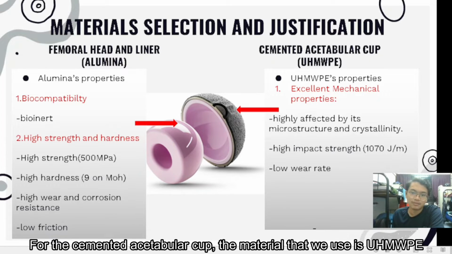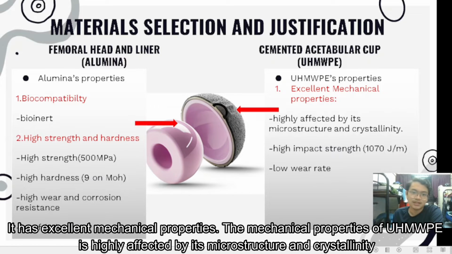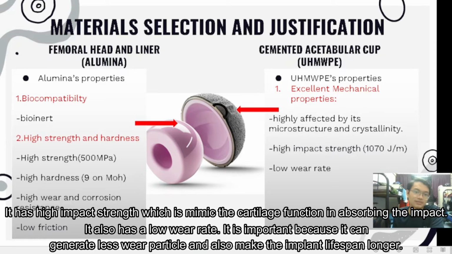For the cemented acetabular cup, the material that we use is ultra high molecular weight polyethylene, UHMWPE. It has excellent mechanical properties. The mechanical properties of ultra high molecular weight polyethylene are highly affected by its microstructure and also crystallinity. It has high impact strength, which mimics the cartilage function in absorbing impact. It also has a low wear rate. This is important because it generates less wear particles and also makes the implant lifespan longer.